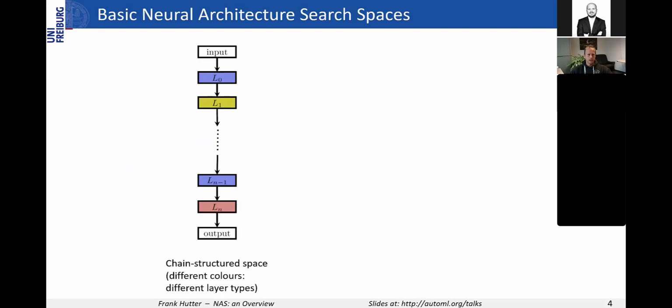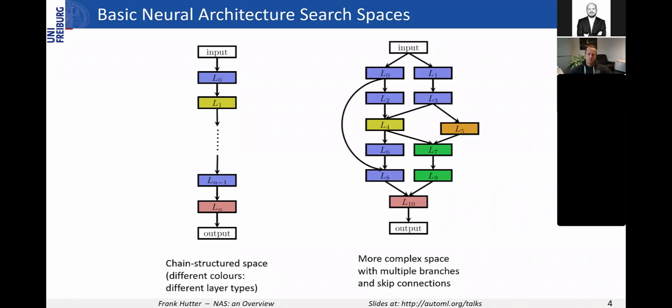All right, let's dive right into search spaces. The simplest search space you could imagine is this chain structured space, where we have different colors denoting different layer types, and basically just for each layer, we choose what layer this is going to be. Is this a conv layer? What is the kernel of the conv layer, etc. But you can also have more complex search spaces with multiple branches and skip connections.